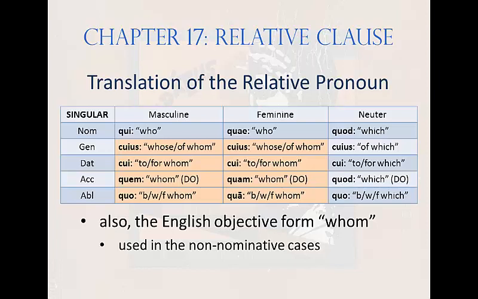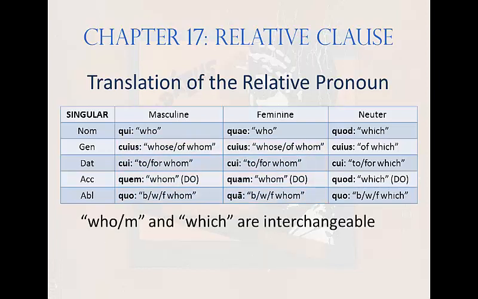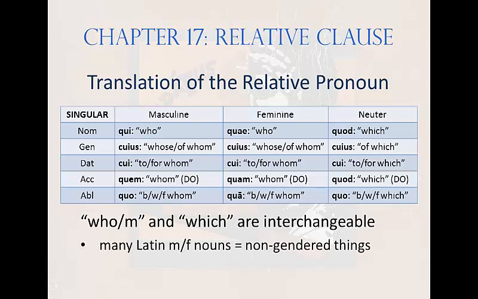And here's one other thing to note. Where I've put who in the masculine and feminine forms, and which in the neuter, because that is the most common translation for those genders, I'm not really representing the full reality of the issues involved in translating the relative pronoun. In particular, which can be and often is used as a translation for the masculine and feminine form of the relative pronoun, especially when its antecedent is something that is masculine or feminine gender in Latin, but is perceived in English as an it, such as love.